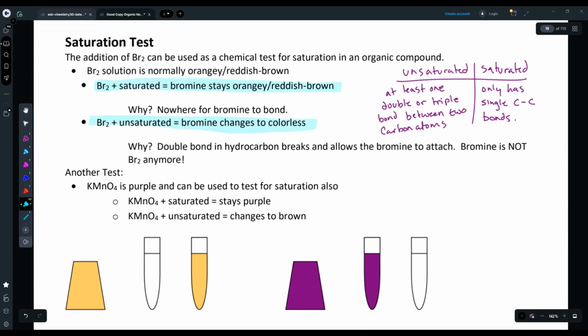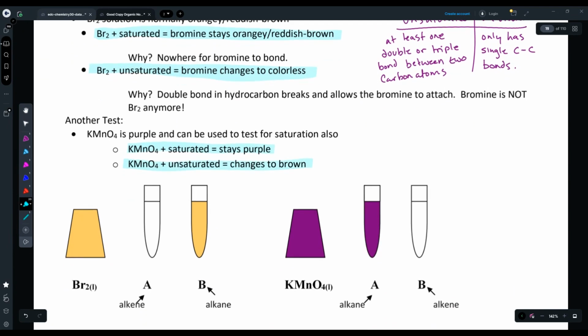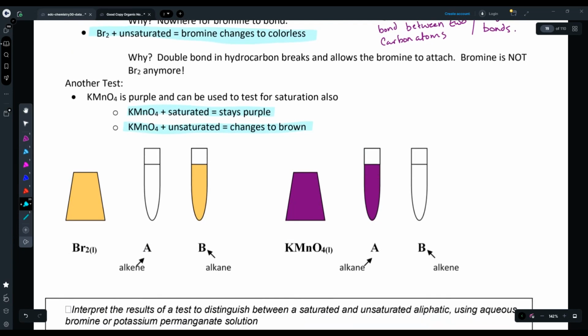The other test is going to be with potassium permanganate, so KMnO4, and by itself, potassium permanganate is purple. When we use it in the saturation test, if you mix potassium permanganate with a saturated compound, it's going to stay purple, but if you mix potassium permanganate with an unsaturated compound, it's going to change from purple to brown. So make sure you know what the results of both of these tests are going to be.